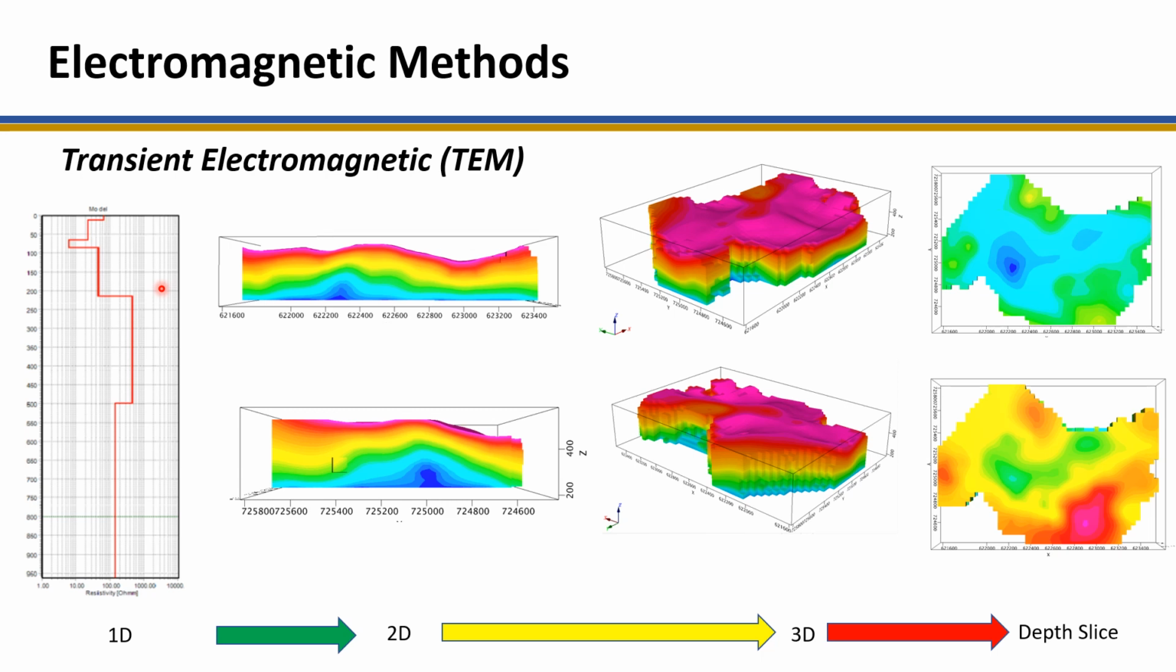The TEM machine can automatically do the inversion straight away compared to VES. However, monitoring is a must to ensure the accuracy of the observed data and also the measured data.